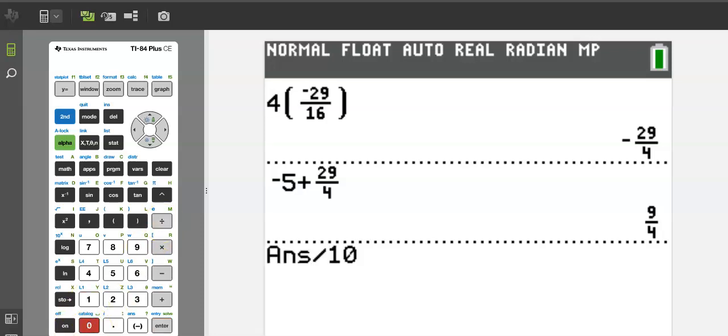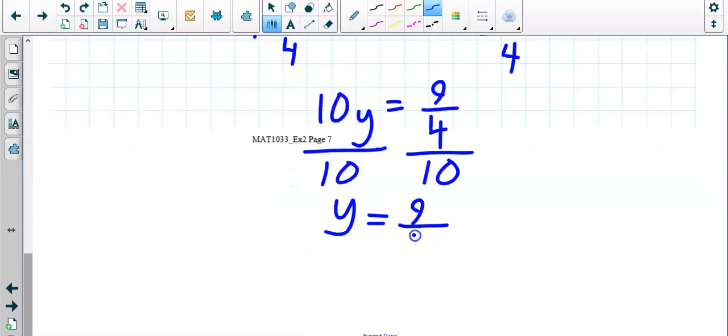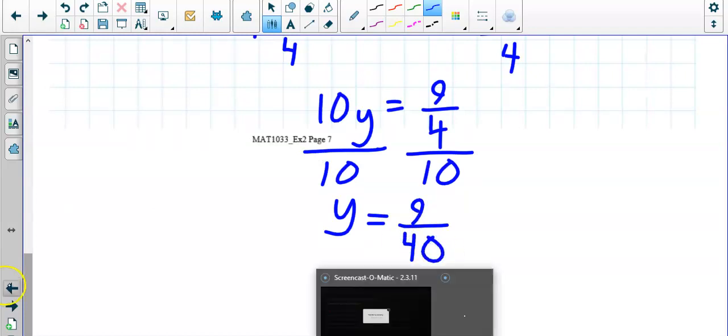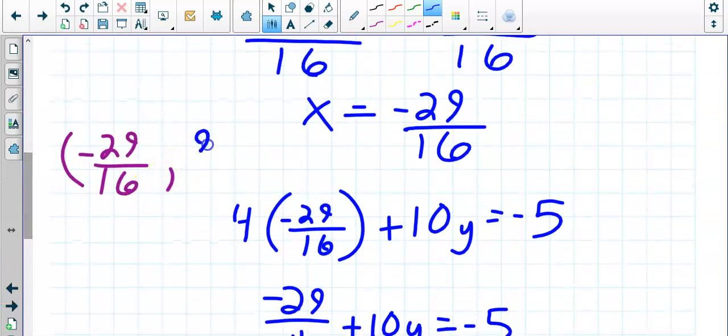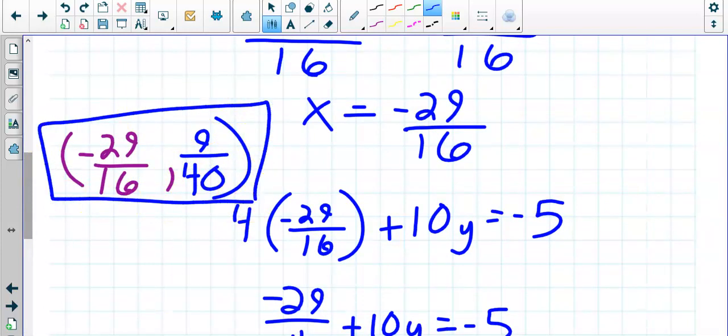This ANS means that's the last answer that we just looked at. So this ANS right there represents 9 over 4. And all we want to do is just divide it by 10. Hit enter. And there's our final answer for the y value. Nasty little number, 9 over 40. So now the point is complete. That's what they want in the blanks. They do not want decimals. They want that exact value.